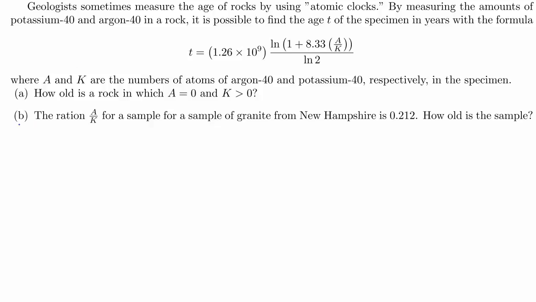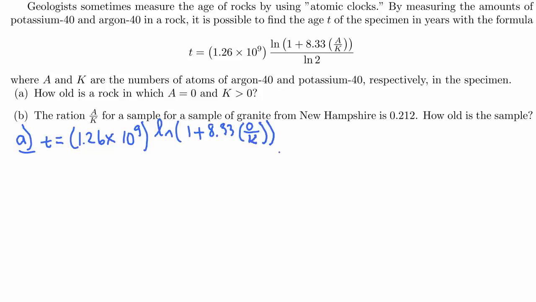Okay, let's talk about A real quick. A is actually a lot simpler than it looks. So T equals 1.26 times 10 to the ninth power times natural log of 1 plus 8.33 times A, in this case, is 0, but I don't know what K is. So I'm just going to leave it as K, all over the natural log of 2.